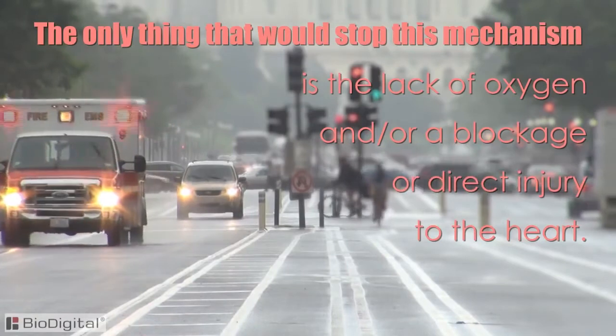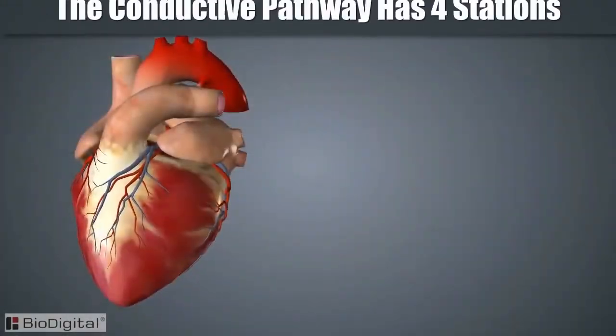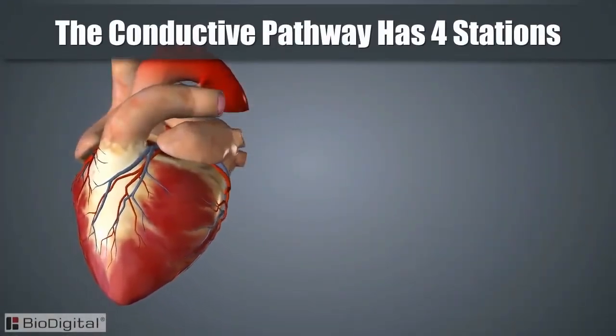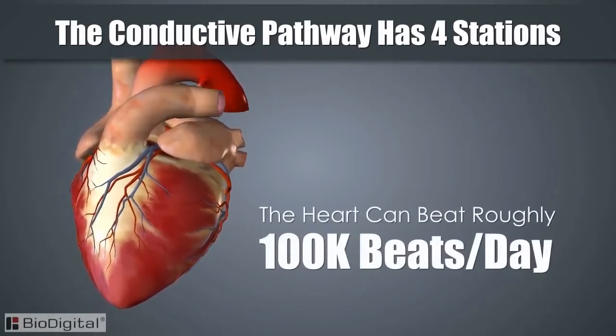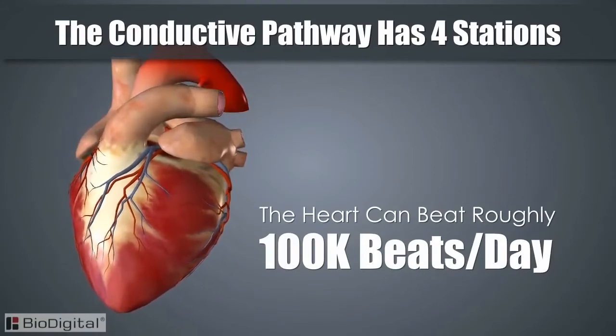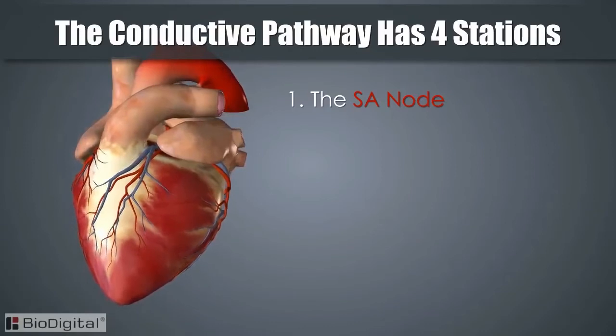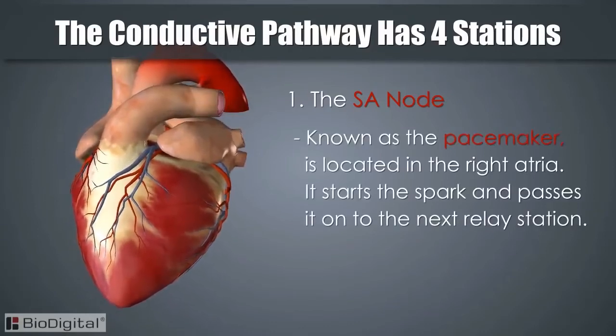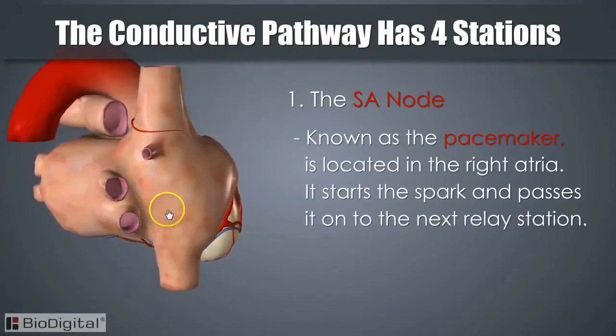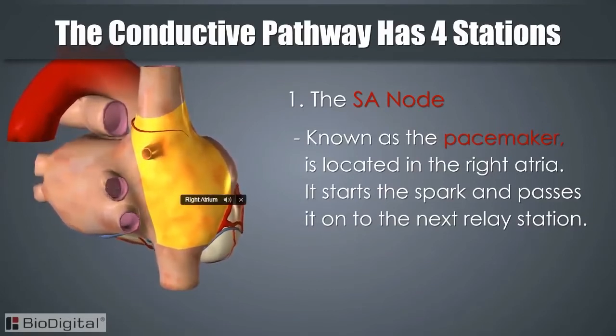The conductive pathway within the heart has four main stations through which it sends its electrical impulses in order for the heart to keep beating, which is roughly 100,000 times a day. The first conductive pathway is the SA node. The SA node, known as the pacemaker, is located in the right atria. It starts the spark and passes it on to the next relay station.